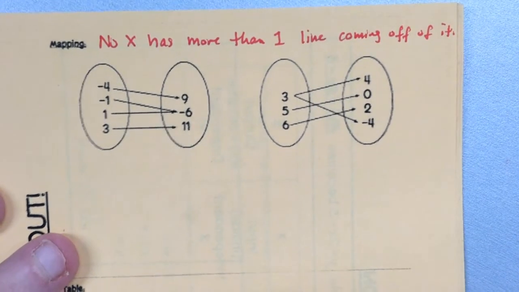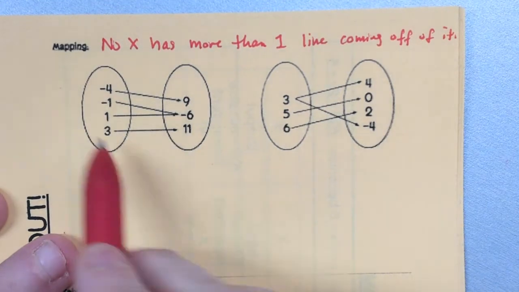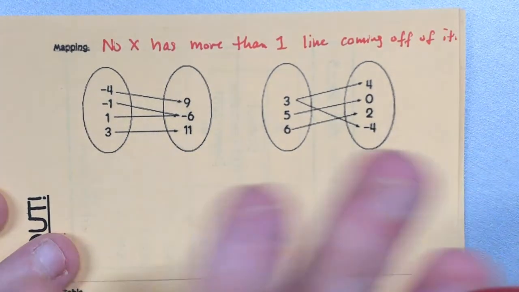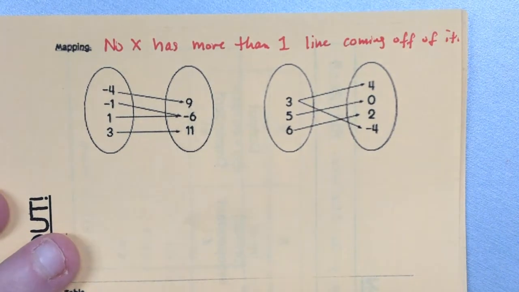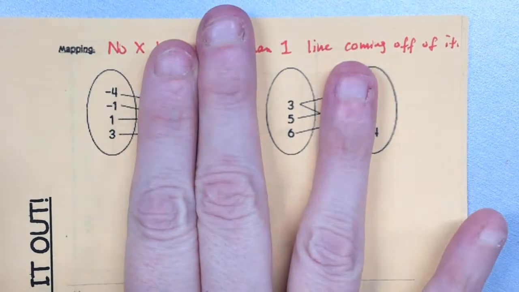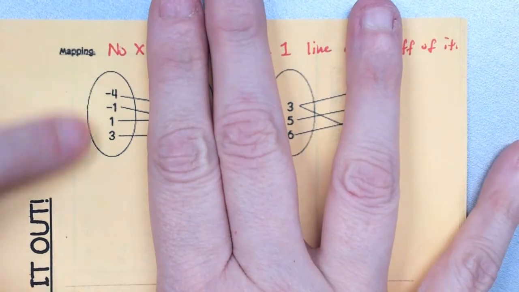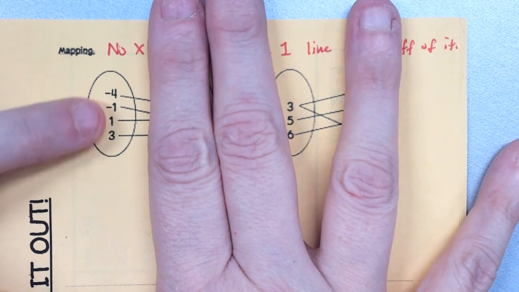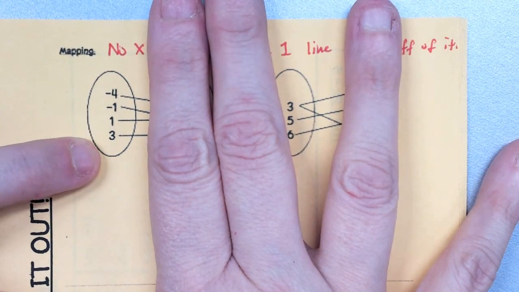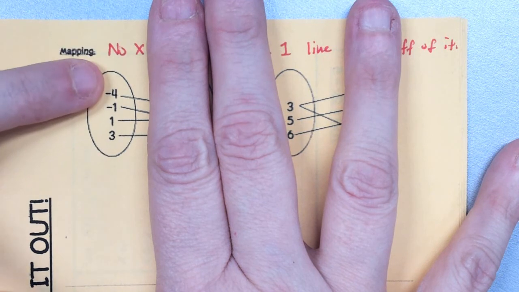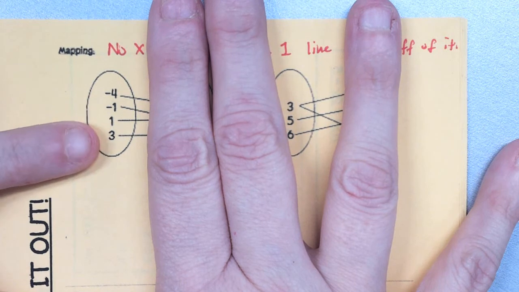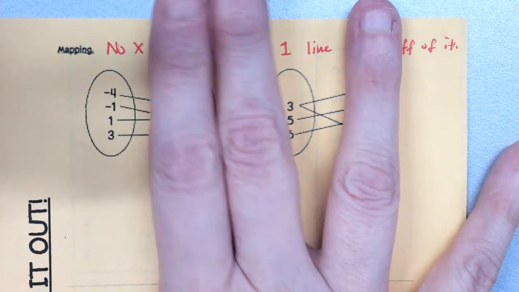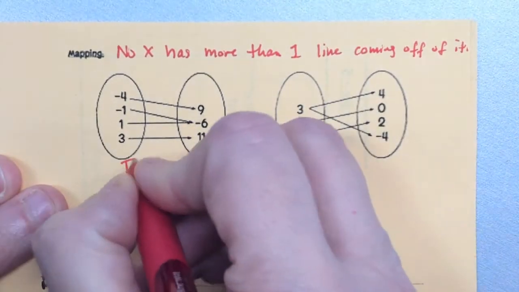Okay, so remember, this is my button here. I don't care what's happening inside the machine. I only care what's happening with the button. So if I look at this one and I cover up the machine, I don't care about the machine, and I just look at the buttons, are these buttons predictable? -4 only has one possibility. -1 has one possibility. 1 has one possibility. 3 has one possibility. This is predictable. That means this is a function.